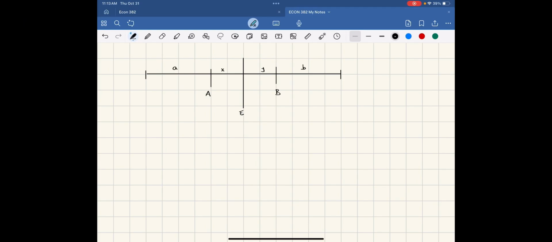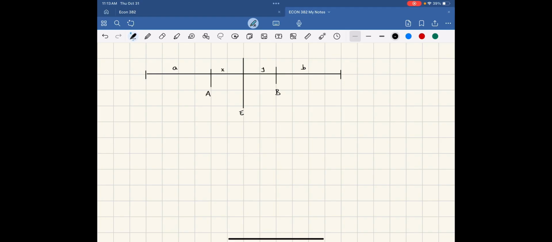Here is the spatial differentiation model, or what we might call the Hotelling model. So we have two firms, firm A and firm B, and they are located along a linear line. And the question we want to know is which consumers are going to consume from firm A and which ones are going to consume from firm B, and what prices would they charge to try to attract the most consumers.